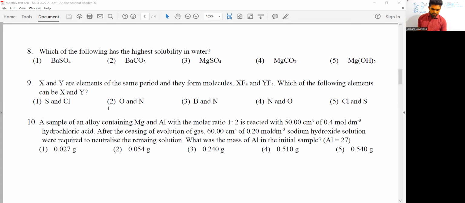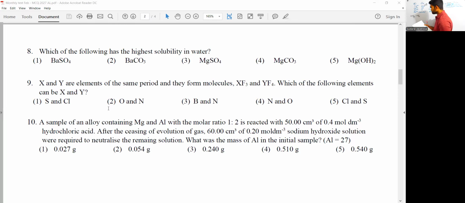Okay, now come to question number 9. It's also a good question. X and Y are elements of the same period, and they form molecules XF3 and YF4. Which of the following can be X and Y? So they are same-period elements. What are the formulas? XF3 and YF4. Which of the following elements can be X and Y?